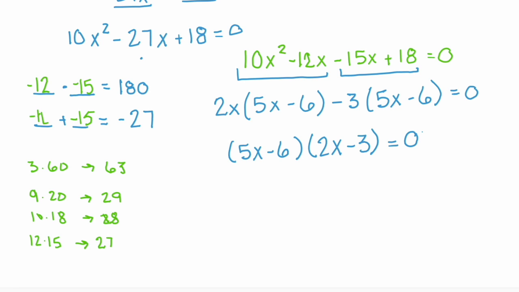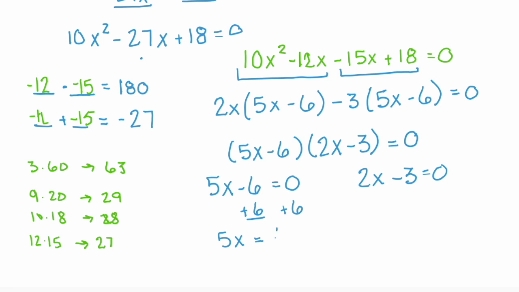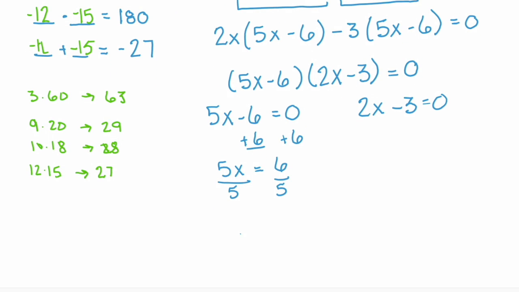Now that we have those two binomials, we set each of those equal to 0 and we solve. 5x minus 6 equals 0. We'll add 6 to both sides, and we have 5x equals 6. Divide by 5 to get x equals 6/5.